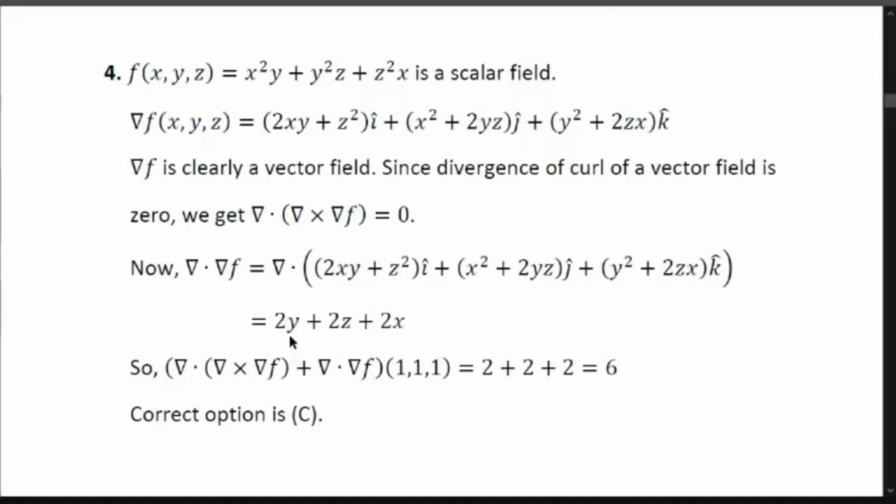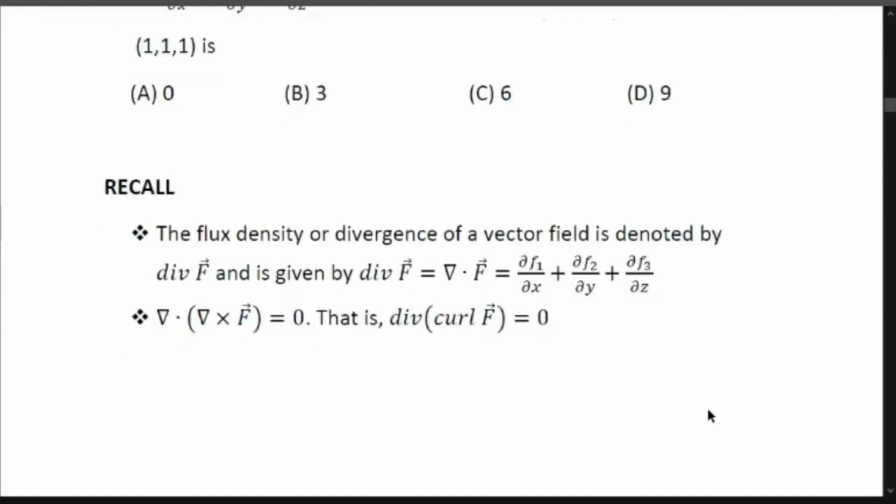So del dot del f is going to be 2y + 2z + 2x, which is 2 times (x + y + z). So 2 times (x + y + z) will give you 2 + 2 + 2, which is 6 at the point (1, 1, 1). As I was telling, you don't need to worry about del dot del cross del f. So the final answer is 6. The option C is the correct option. Is that clear? If you have any problem in that, you can ask me now. I hope it is clear for all of you, right? So let us move on to the next question.